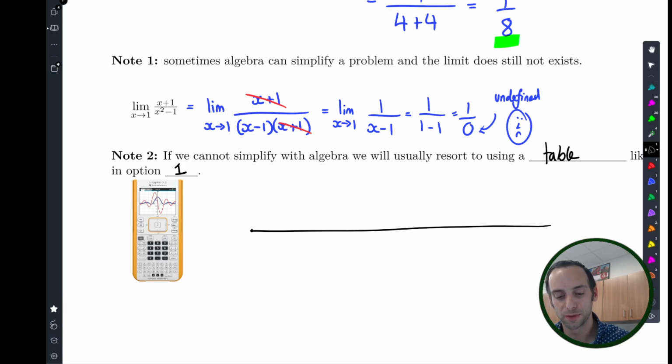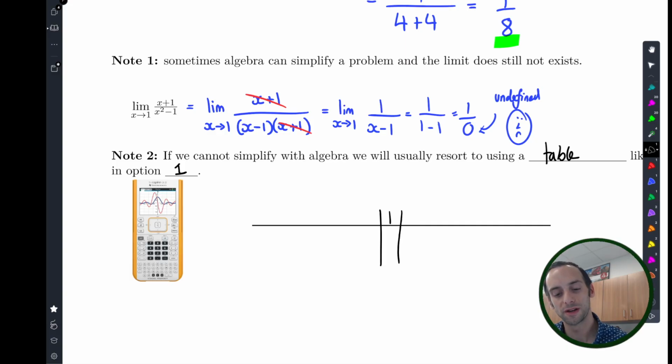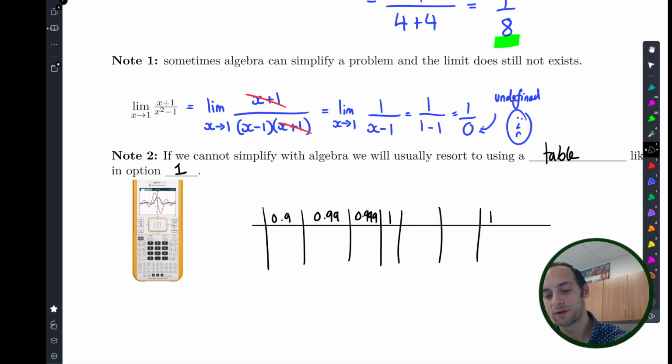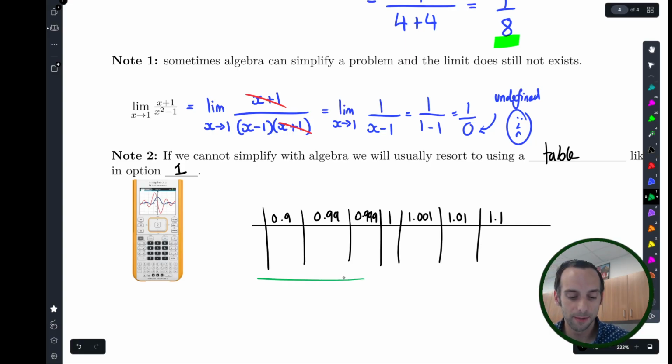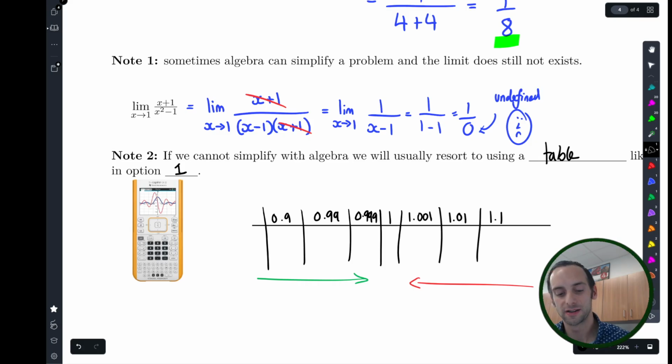Okay, so I'm not going to complete this example, but you would set up a table, put your 1 in the middle, pick some values that approach 1 from below, 0.9, 0.99, 0.999, and then pick some values which approach 1 from above, 1.1, 1.01, 1.001, and then try and see a pattern or a suggestion of what these values are approaching from either side on the left and the right.